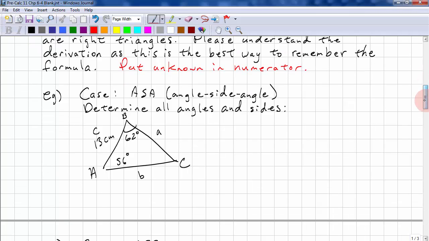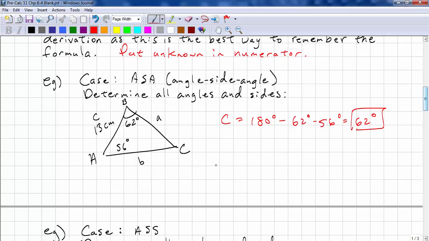Okay, let's look at the first case. We have angle, side, angle. And we're asked to determine all sides and all angles. We can't use the sine law yet because we don't have an angle and a side opposite it. However, we do know that the triangle has 180 degrees. So we just subtract off the known angles, 62 and 56, and we get 62 degrees. Now we can go ahead and calculate a and b.